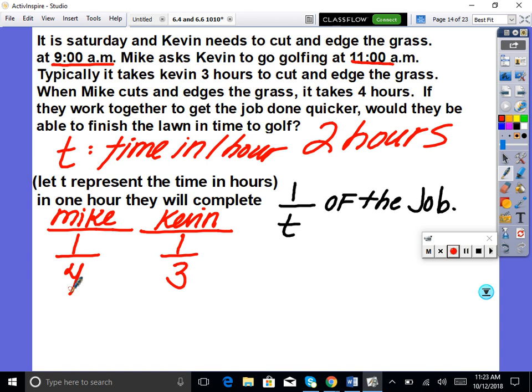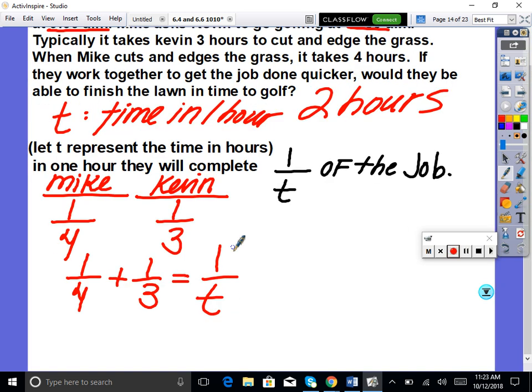So if they work together, there'd be a fourth plus 1/3 equal to 1 over the time, which we don't know. And then just get a common denominator. In 1 hour, we don't know how much time it's going to take them together. That's why I just put T.